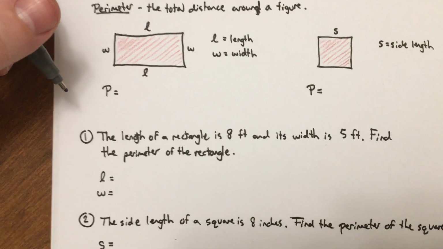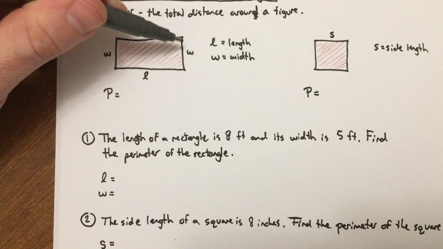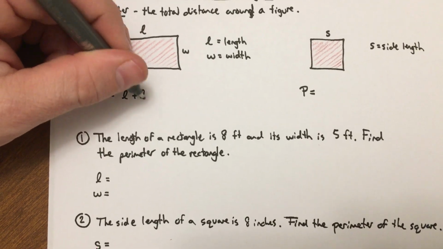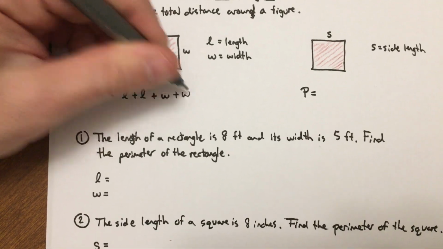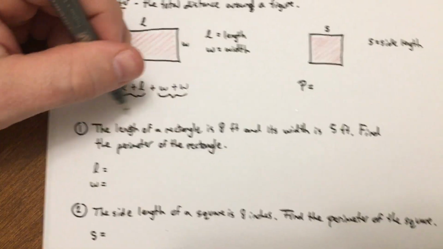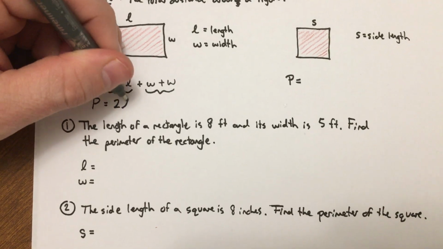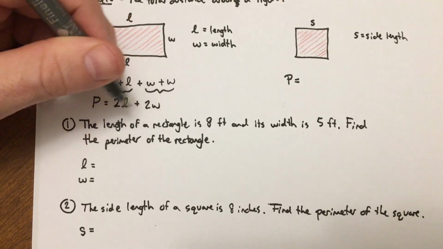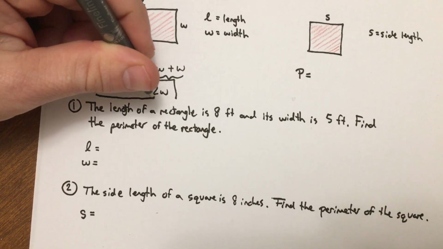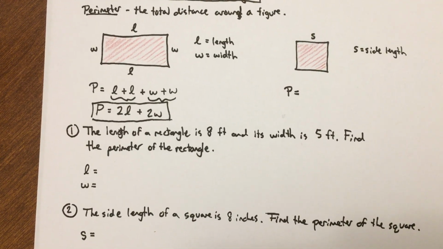So the total distance around the figure would imply that we would add together all four sides. So we've got two lengths plus two widths that we would add together. Or a more condensed way that we could write down the formula is that the perimeter is equal to 2 times the length plus 2 times the width. So we can use this formula right here to find the perimeter of any rectangle.